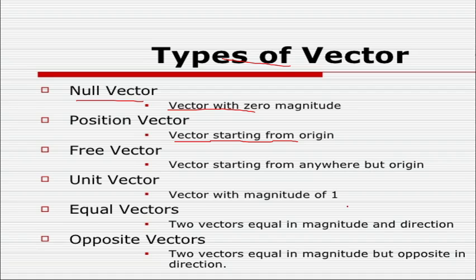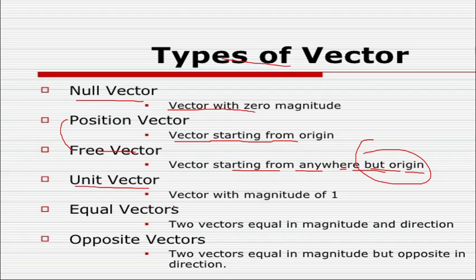Free vector is a vector that starts from anywhere but origin. It can start from anywhere but not origin. Are you getting me? That's our free vector. You can now see the difference between position vector and free vector.